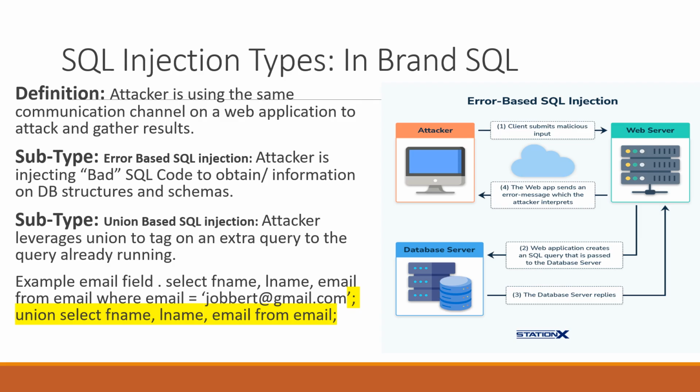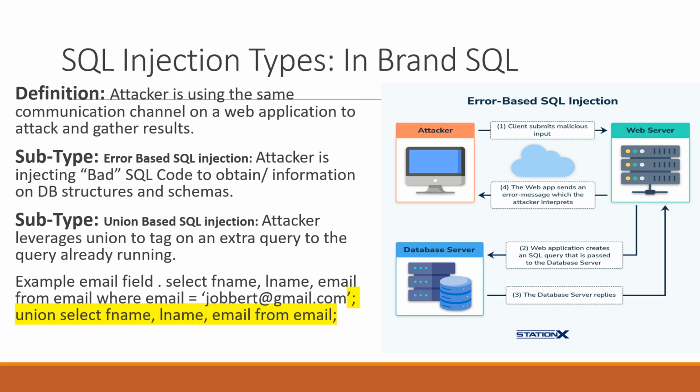I'm going to quickly go over the two main types of SQL injections. The first one is an in-band SQL attack. An in-band SQL attack is when an attacker uses the same communication channel on a web application to attack or gather results. Mainly, they're using input fields on the web application to insert their SQL injection and do malicious things. There are two subtypes to this.